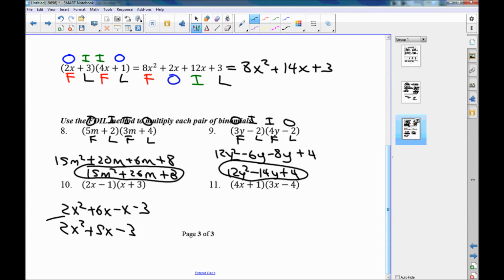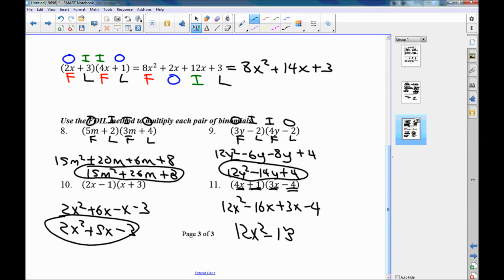Okay. And in our last one, first terms are 4x and 3x. So that's 12x squared. Outside is 4x and negative 4, so that's negative 16x. Inside is positive 1 and 3x, so that's positive 3x. And last is 1 and negative 4 for negative 4. Combine your like terms. 12x squared minus 13x minus 4.